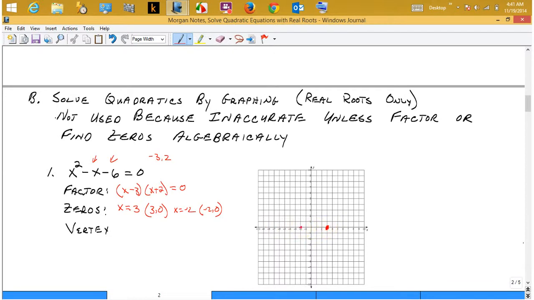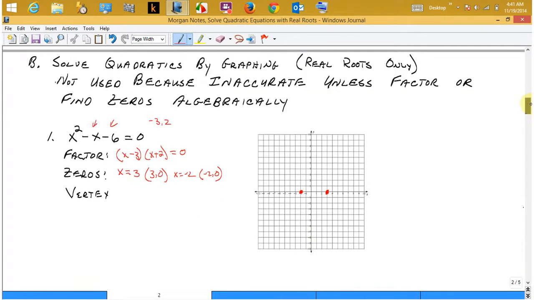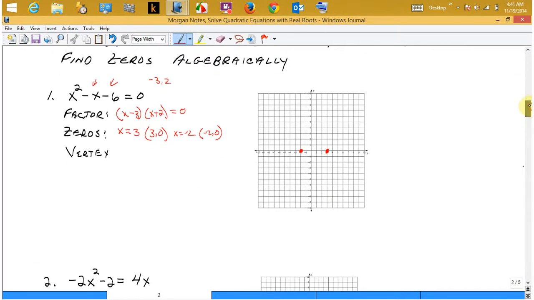and -2, 0. And in the book it says find the solutions by graphing, so I don't really quite understand what they want you to do there. I just prefer to factor it. We know where the solutions are, but let's go ahead and draw our parabolas like this.